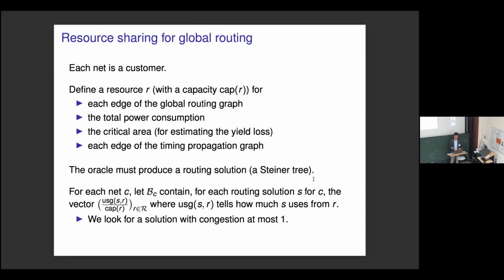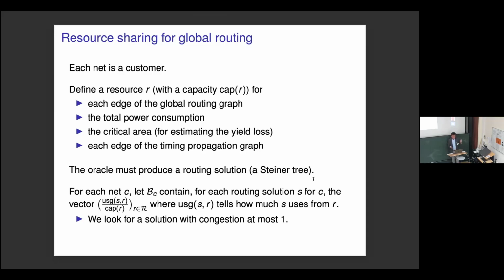It's very easy. You can even optimize the manufacturing yield. I will not get into this. And we can optimize timing by defining resources for the edges of the timing propagation graph. I will get to this in a minute and explain it in a bit more detail. And then every net is a customer. It needs a routing solution. So the oracle must produce a routing solution, essentially a Steiner tree.